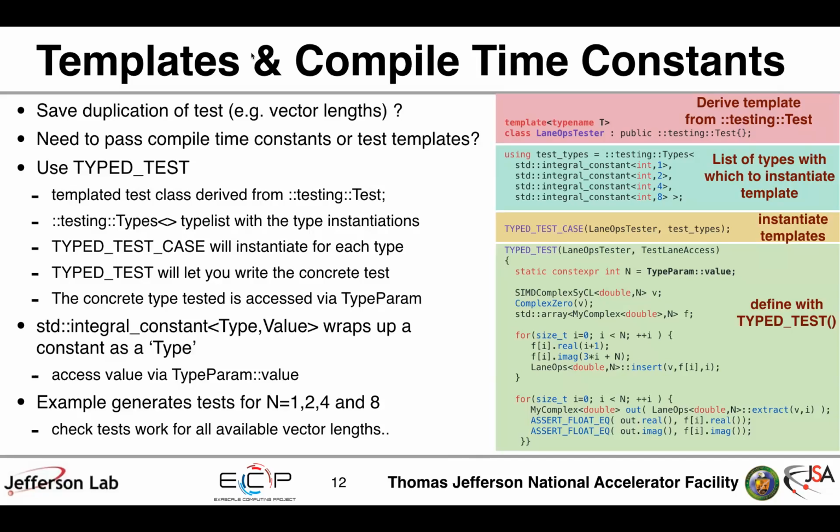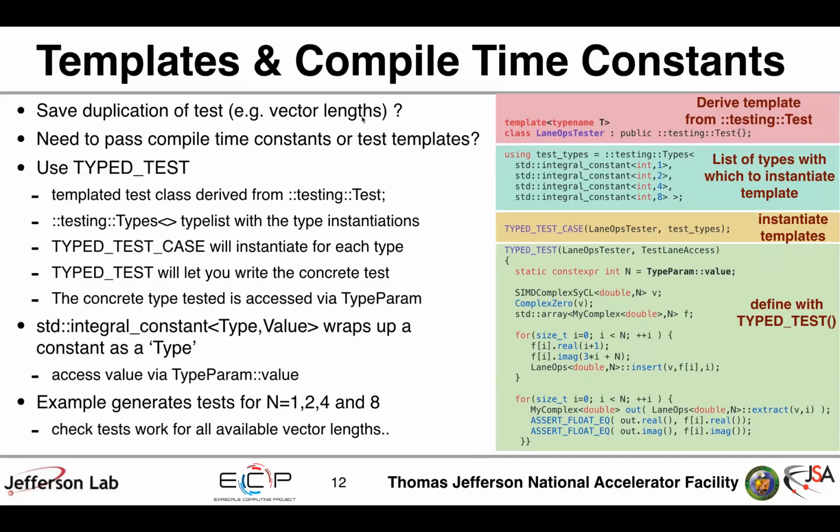So what this green box says is that there will be something like 4 instances of my laneops tester template, and each one will have a different integral constant given to it as a template parameter. And then in the green box, you can see the first thing I do is to use the TypeParam::value, which gets that integer constant out of the standard integral constant type.